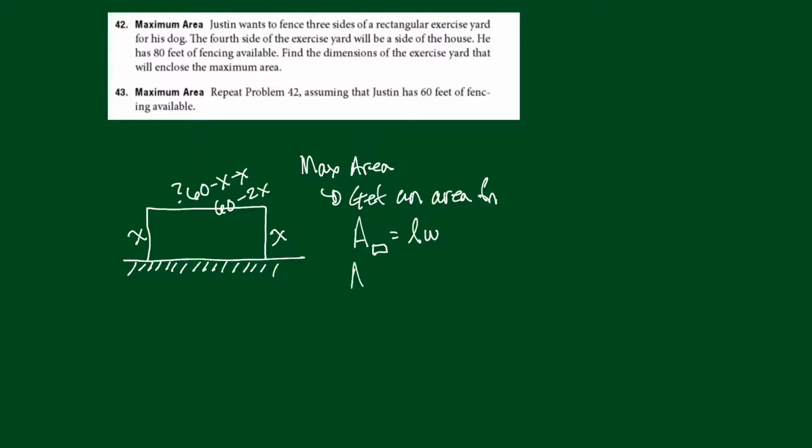So what is that area? The area of that rectangle is the length, which is 60 minus 2x, times the width, which is x. Right, see what I've done? The length is 60 minus 2x times w, the width, right there. So let's multiply through. We're going to get that the area of that rectangle is 60x minus 2x squared. Now I'm going to rewrite that to look like this. The area of that rectangle is negative 2x squared plus 60x.